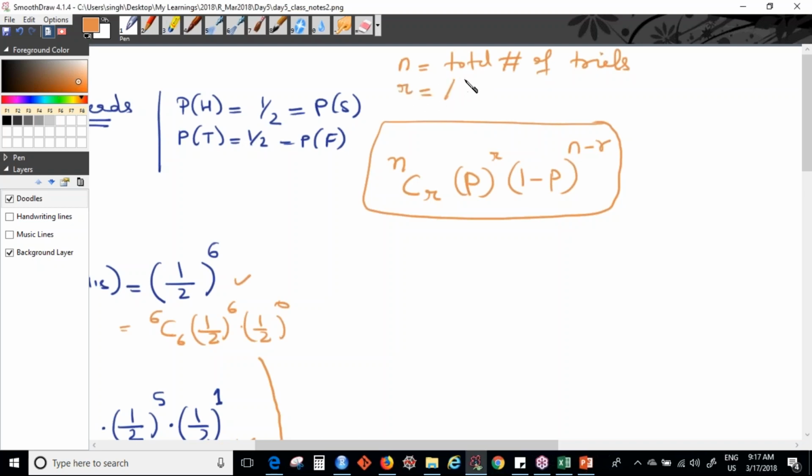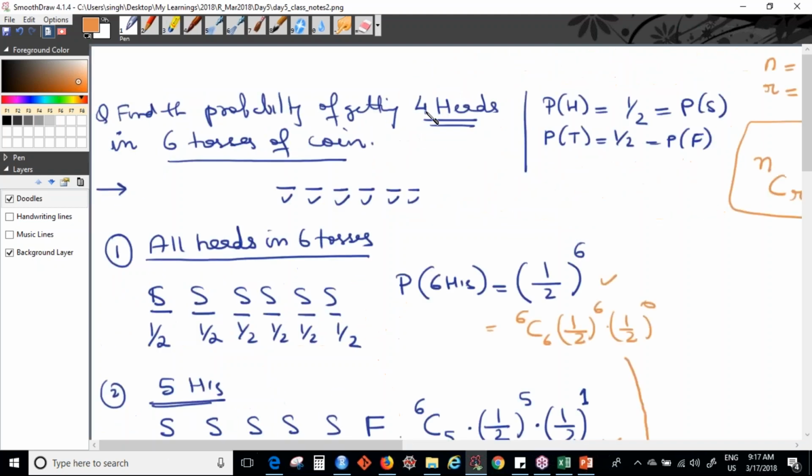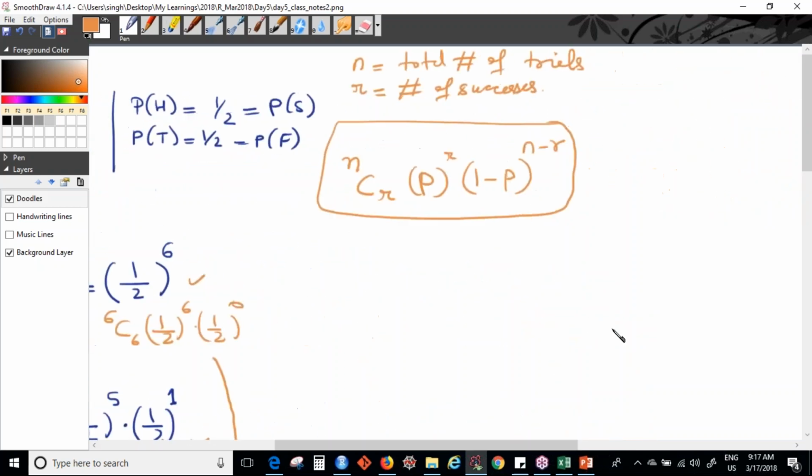What is r? r is the number of successes that you are looking for. So we were looking for 4 heads in 6 tosses of a coin. So 6 was your n. Since we are looking for 4 heads, r is equal to 4 for us. And what is p?